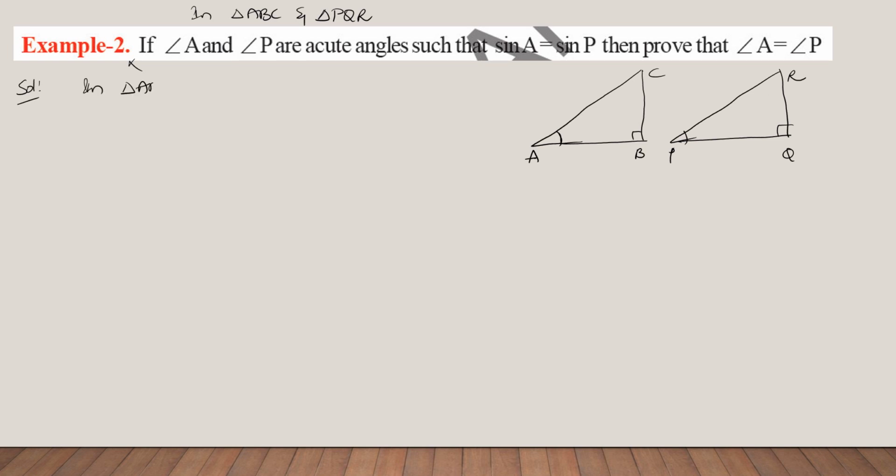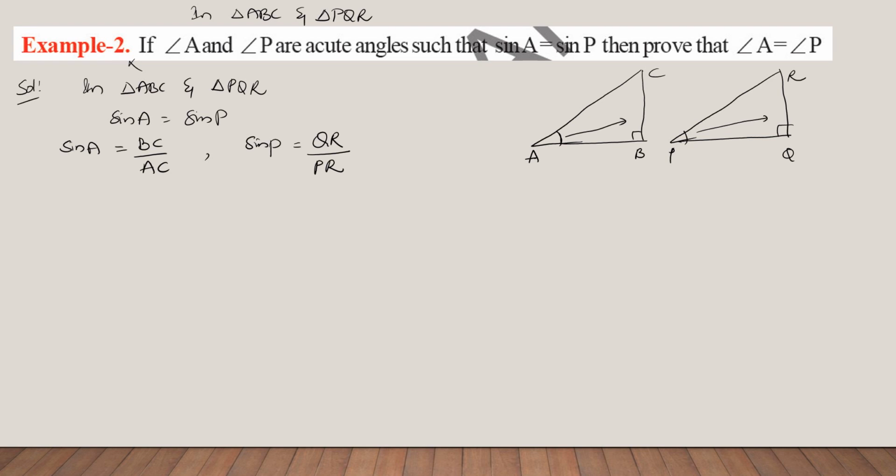in triangle ABC and triangle PQR, sin A is equal to sin P is given, right? So sin A is equal to sin P. From the figure, what is sin A? Sin A is nothing but opposite side by hypotenuse, which I can write as BC by AC. So sin A is BC by AC. And next, what about sin P? Sin P is equal to, the opposite side of P is QR, so QR by PR. So sin P is nothing but QR by PR.